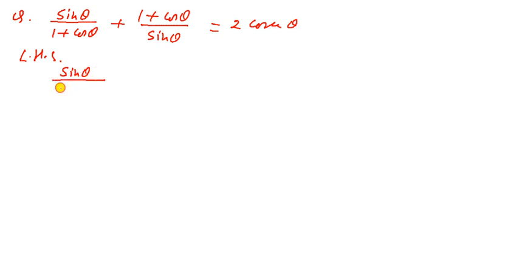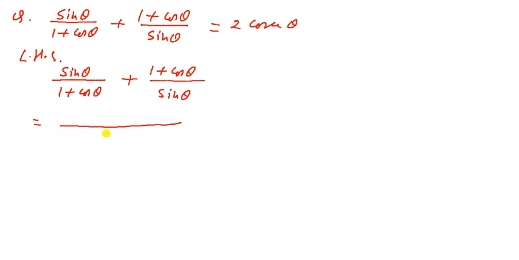Taking the left hand side. So the left hand side is sin theta upon (1 plus cos theta) plus (1 plus cos theta) upon sin theta. So what will happen in this? Taking their LCM, the LCM is (1 plus cos theta) and sin theta. This sin theta is multiplied to this, it becomes sin square theta, and plus it is (1 plus cos theta) whole square.